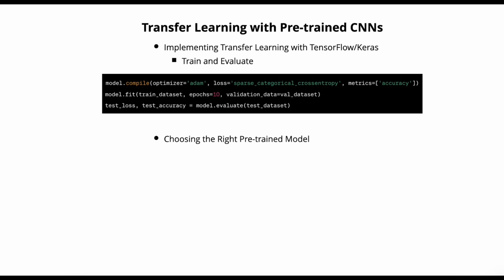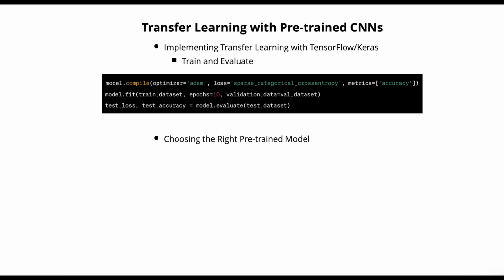Fifth one is choosing the right pre-trained model. The choice of pre-trained model depends on factors such as the size and nature of the target dataset, computational resources, and the specific characteristics of the task. Experimentation with different pre-trained models and transfer learning strategies is often necessary to find the optimal solution.